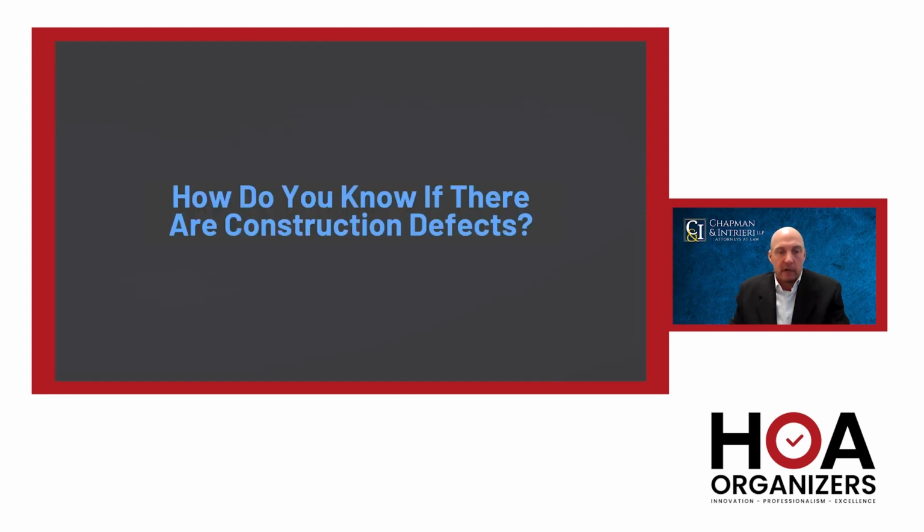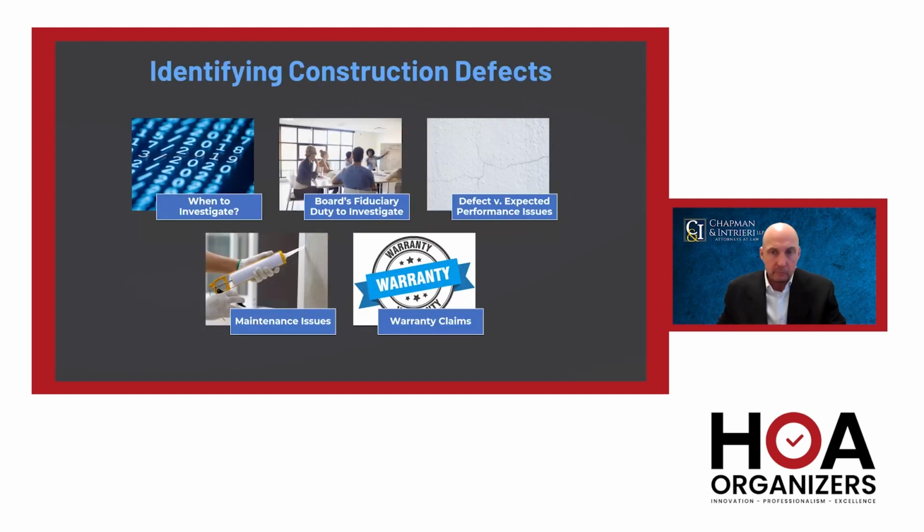So how do you know if there are construction defects in your community? So identifying construction defects, the question is, when do we investigate? And we'll talk a little bit more about the statute of limitations period, or the deadlines to bring a claim. You must investigate before the deadline. If you are too late and learn of defects after the deadline passes, then you're time barred, and the homeowner or the homeowners association is out of luck and is going to have to fund the repairs themselves. There's no opportunity to go after the developer or builder at that time.